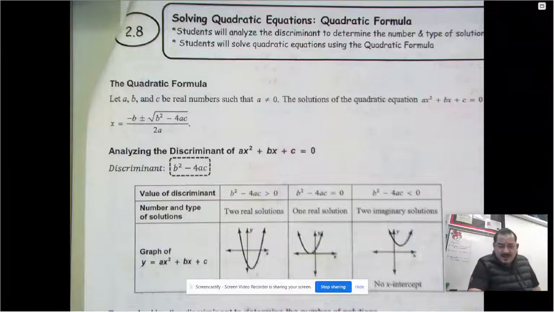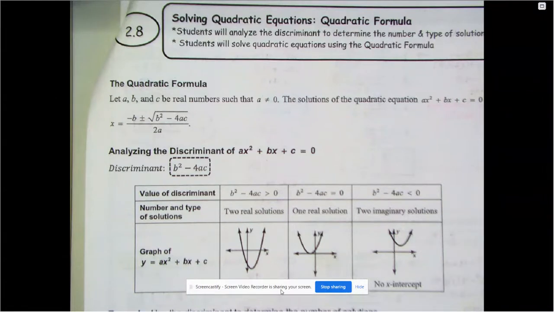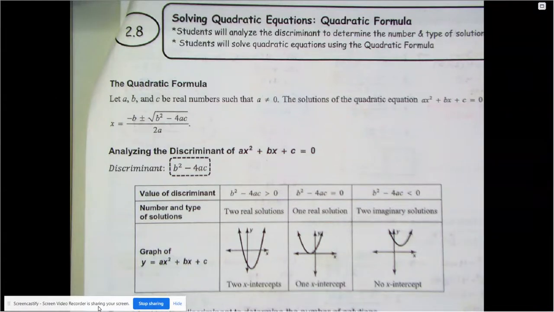All right, hello everybody. Today we're going to be working with what we call the quadratic formula, as you can see on this page. And so here we go. Get your pencils ready, highlighters, everything else that we normally use. So, solving the quadratic equation using the quadratic formula.